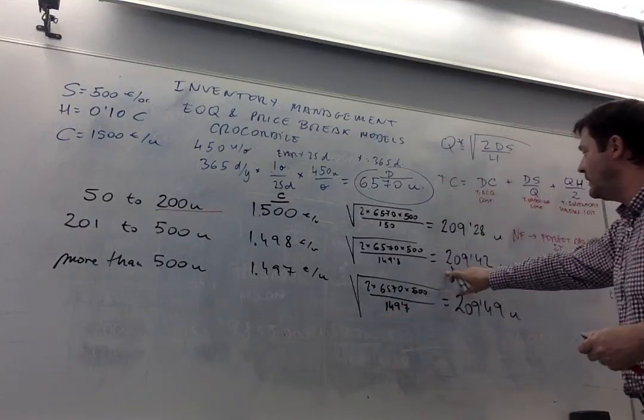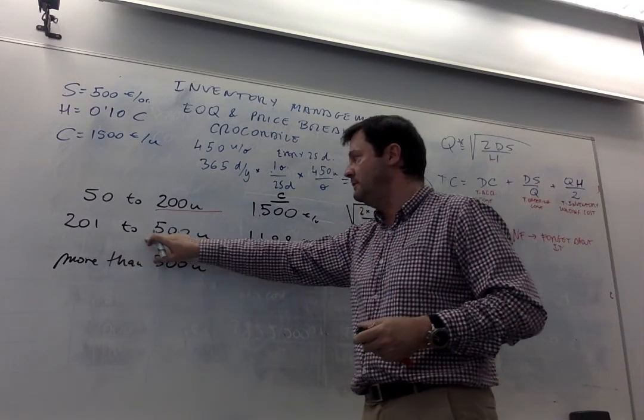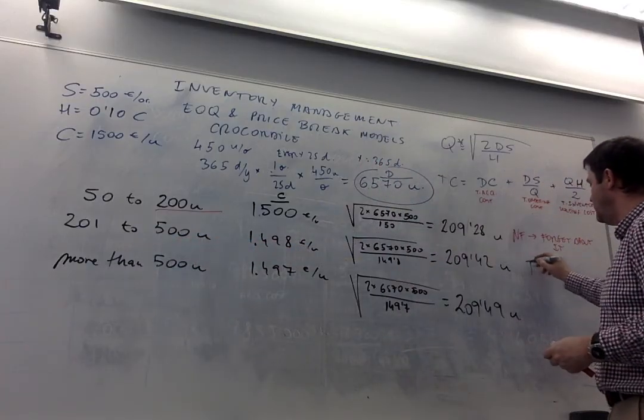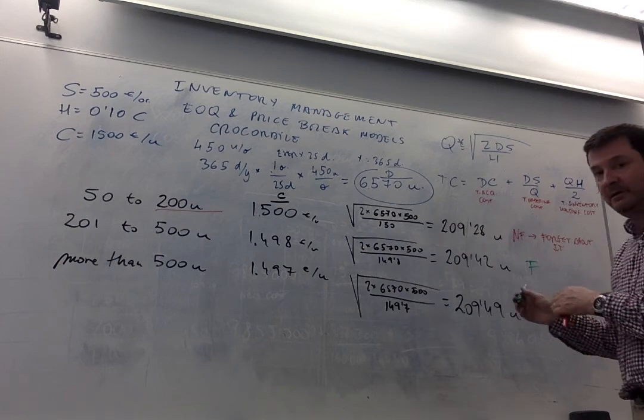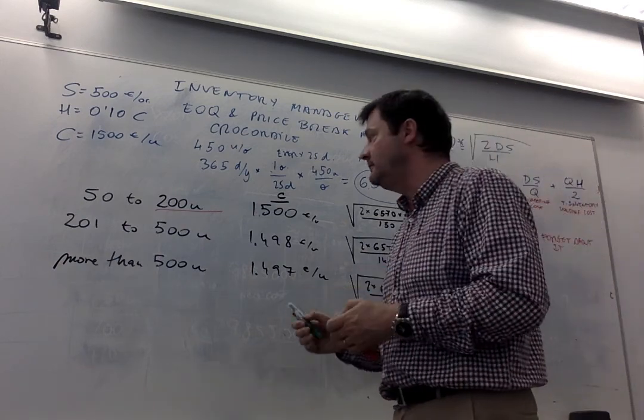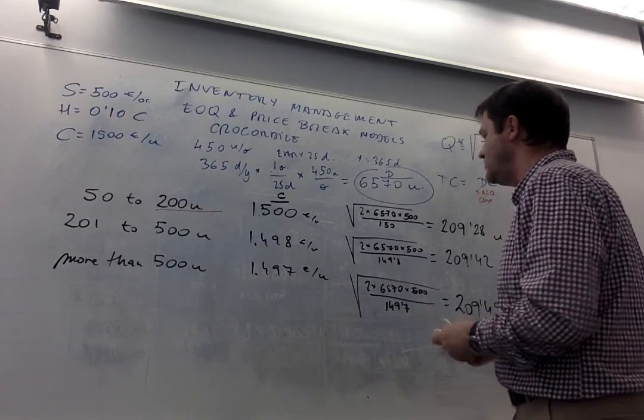The potential optimal that we get is 209.42. This is within this range, okay? So this is a feasible optimal order size. But this doesn't mean that this will be the final optimal. Remember, as we don't have C in here, we cannot decide that this is the optimal.